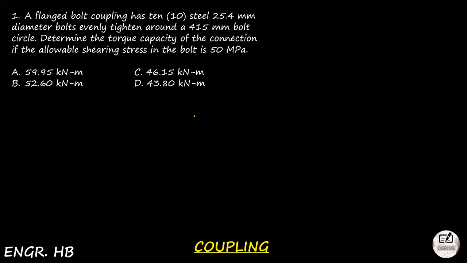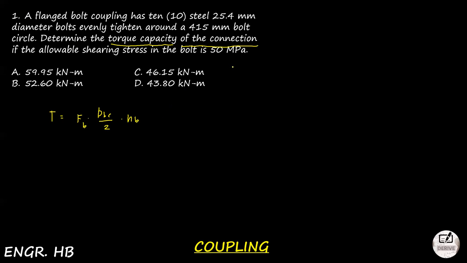A flange bolt coupling has 10 steel 25.4 mm diameter bolts evenly tightened around a 415 millimeter bolt circle. Determine the torque capacity of the connection if the allowable shearing stress in the bolt is 50 megapascal. So, the question is looking for the torque capacity of the connection. Meaning, ang tinutukoy dyan, the total torque of the assembly, which is we all know that torque is equal to force times radius or force times bolt circle diameter divided by 2, because radius is half of the diameter, times the number of bolts. Given that, of course, your force here is not your overall force. It is the individual load.